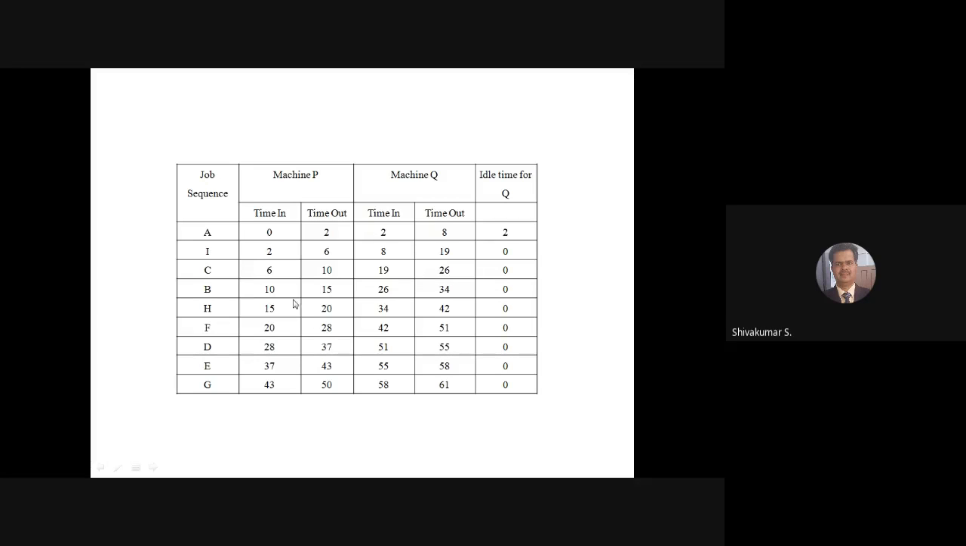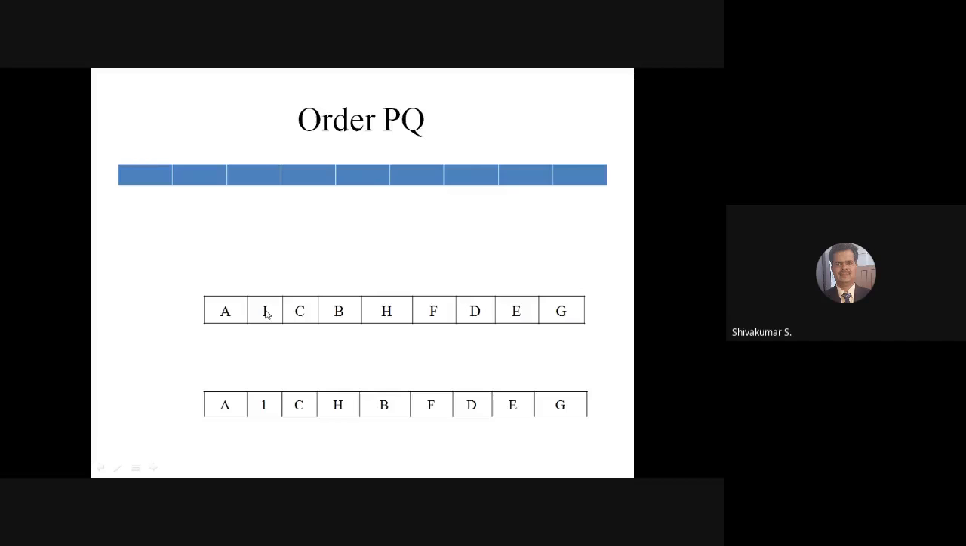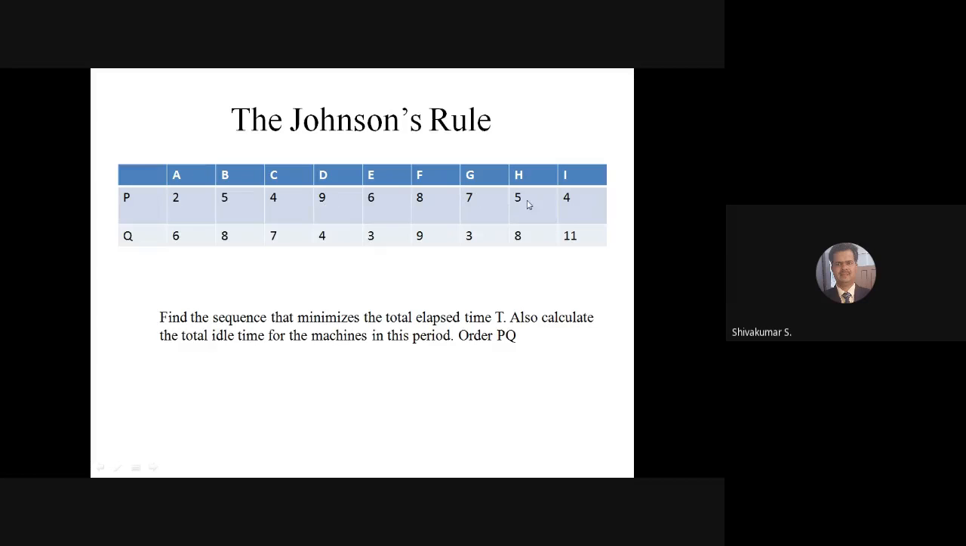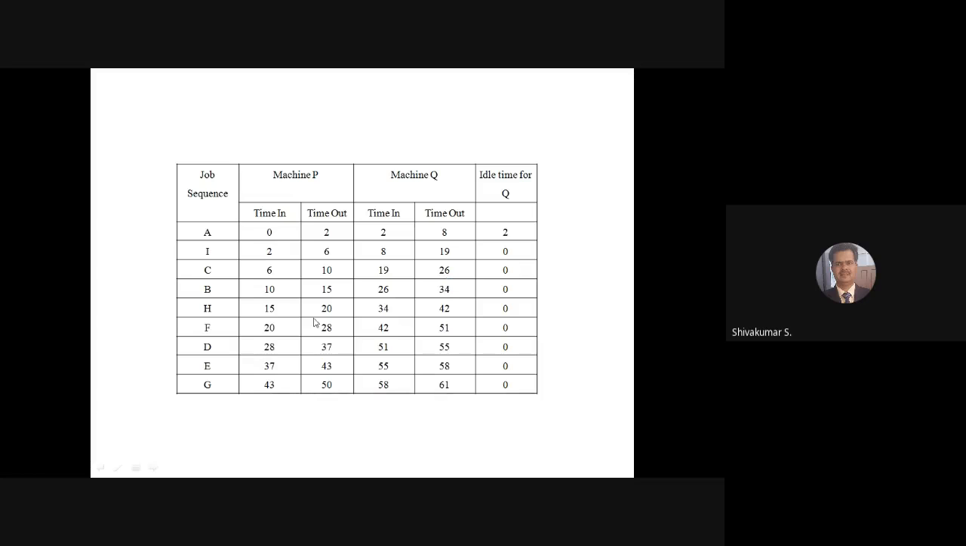Similarly, job H, time in 15, plus job H takes 5 on P and 8 on Q. So now 15 plus 5, 20, but here this is 34. So 34 is written here, okay? 34 plus 8 processing time, 42. So idle time 0 because 34 time out, time in 34. So idle time 0.